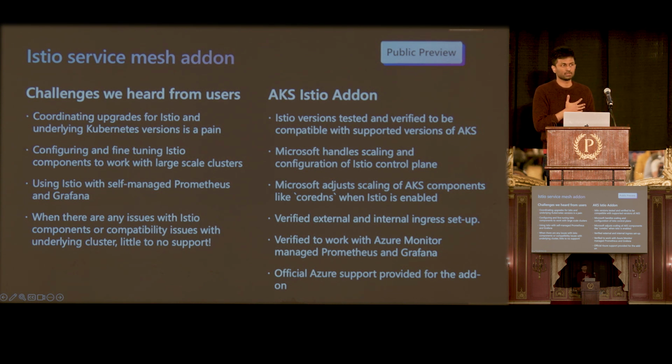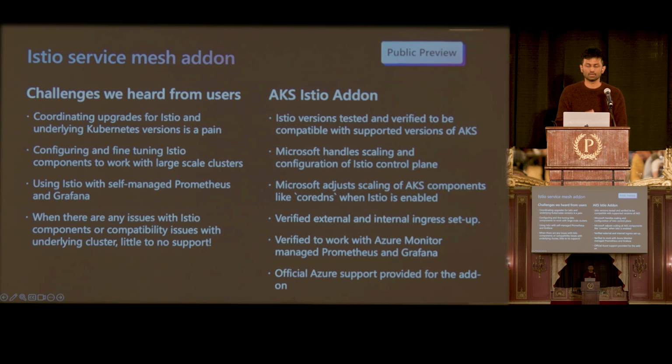Hooking up Istio with Prometheus, Grafana, and other things takes a lot of manual steps. And then we also need to have compatibility between Istio and the underlying AKS version. Who does that? So those were a few of the challenges that we heard from the customers. And why the AKS Istio add-on was introduced was, one, we want to have Istio versions tested against the AKS version. That's something that we do.